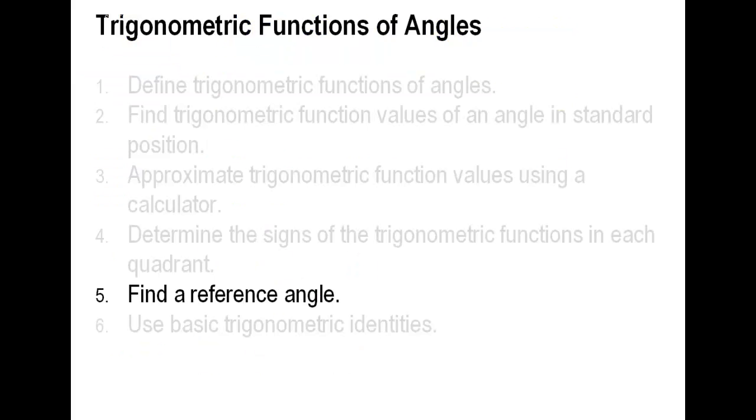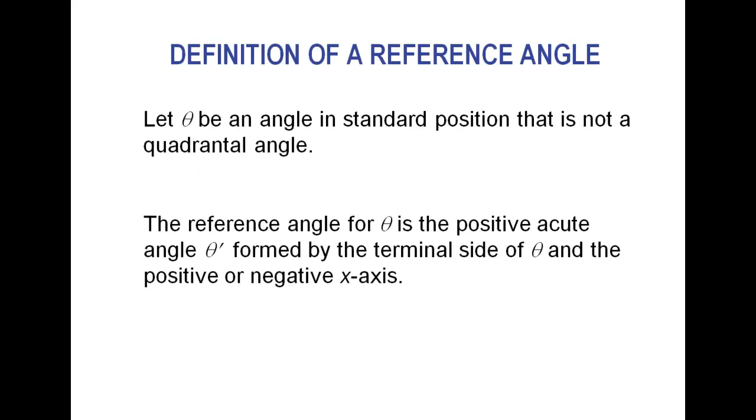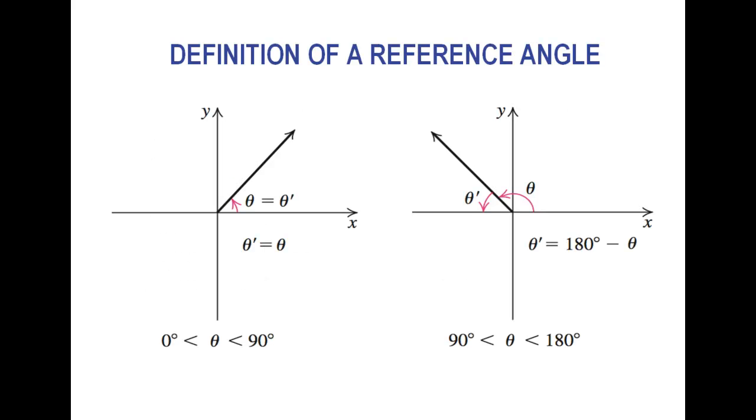How about if we're trying to find a reference angle? Well, first of all, what the heck is a reference angle? Here's a lot of words that are probably just going to confuse you. So let's look at a picture instead. A reference angle is just the angle that is created between the line and the x-axis. So if this is my line here, then that's my reference angle. It's the angle that actually created that line.